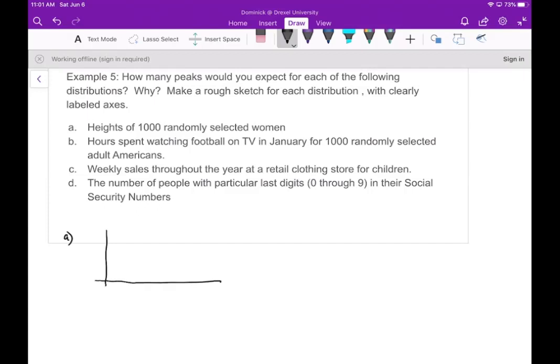If you have 1,000 randomly selected women, most people are going to hover around the average. And then you'll have some that are exceptions to the rule, some being very tall and some being very short. So we would probably expect 1 peak. Of course, this axis is the height, and this would be the number of women. So most we would expect to be centered around this average.